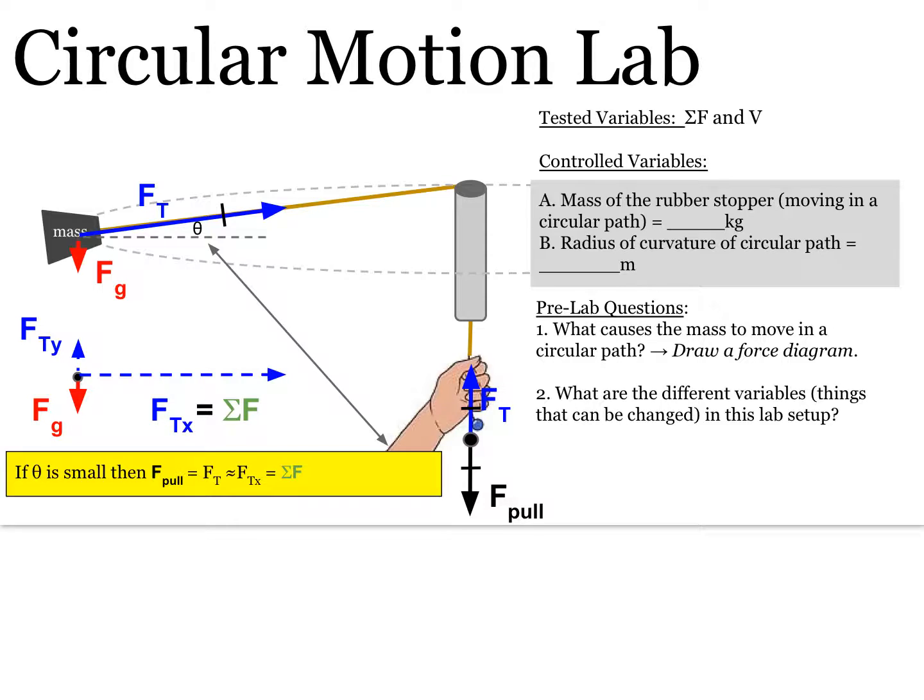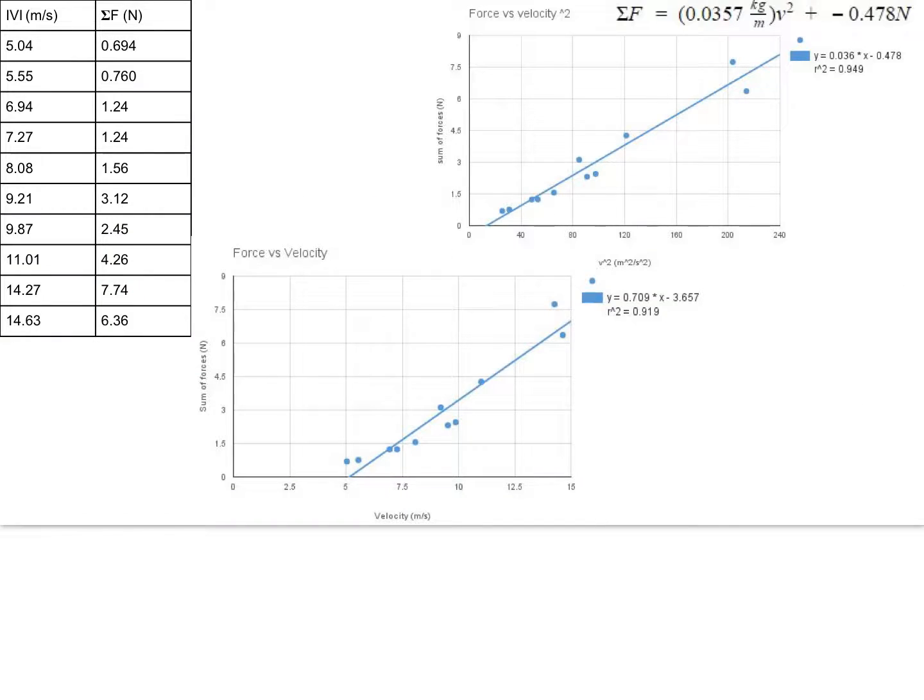And if you remember, we said that the sum of the forces was essentially just equal to the tension force on the rope, since the tension force in the y direction and the force of gravity pretty much equaled out, so your net force was just the tension in the x direction. So this is some sample data.